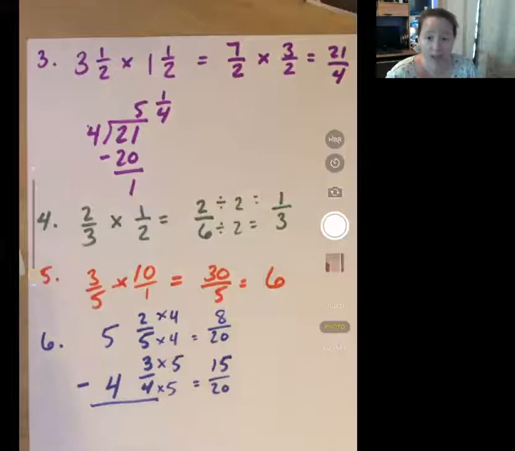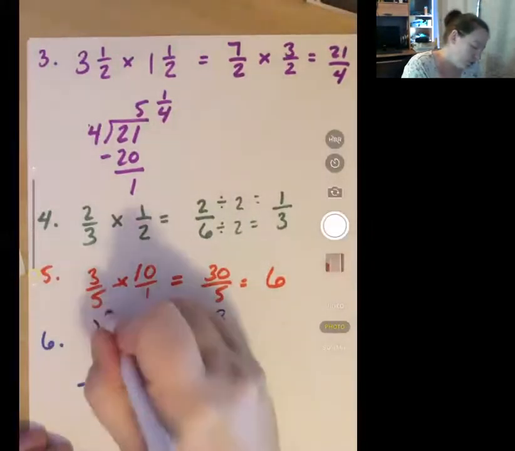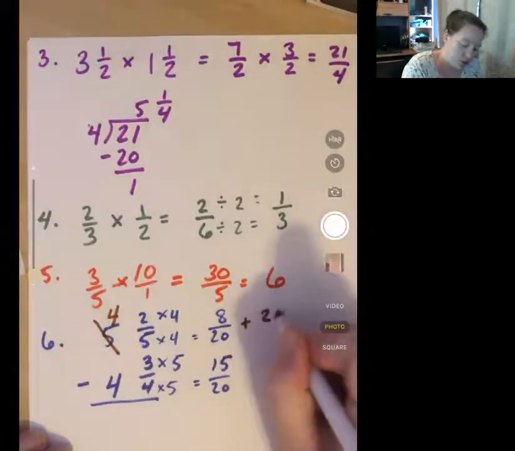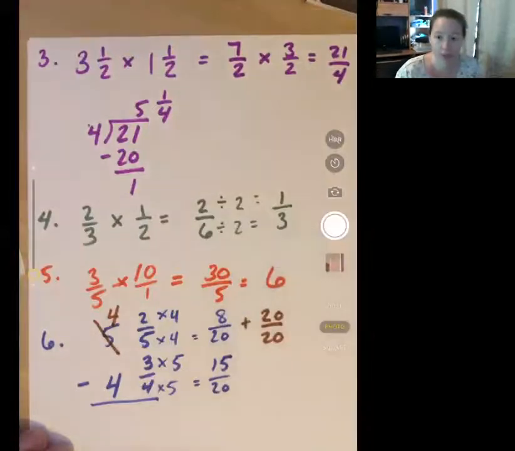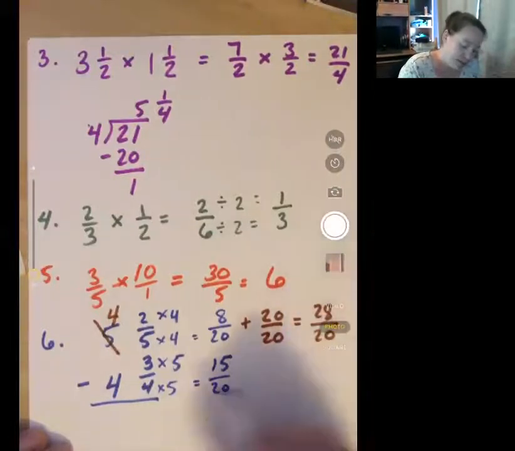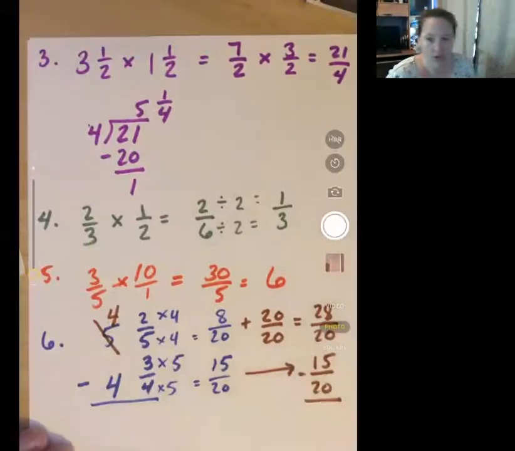Okay. I am going to need to borrow because I cannot do 8 minus 15. So I need to borrow. So I'm going to take the 5, turn it into a 4. Take the 1 that I took over here and do 20 over 20. Okay? Because that's equal to 1, right? So 20 plus 8 is 28 over 20. The 15 over 20 just goes over. So that's what I have now.